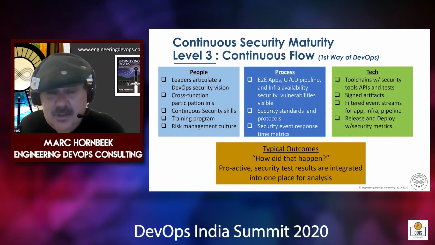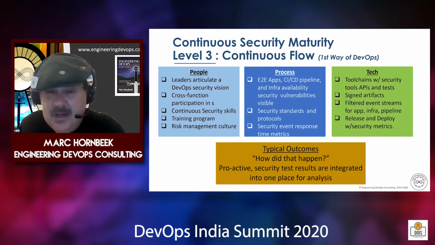Level 3 is really where you're getting into continuous flow, the first way of DevOps. This is a more, if you like, professional, comprehensive, complete continuous security situation. In this case, leaders articulate a DevOps security vision. There's cross-functional participation in security aspects. Continuous security skills exist, and there's a training program that includes security and risk management.